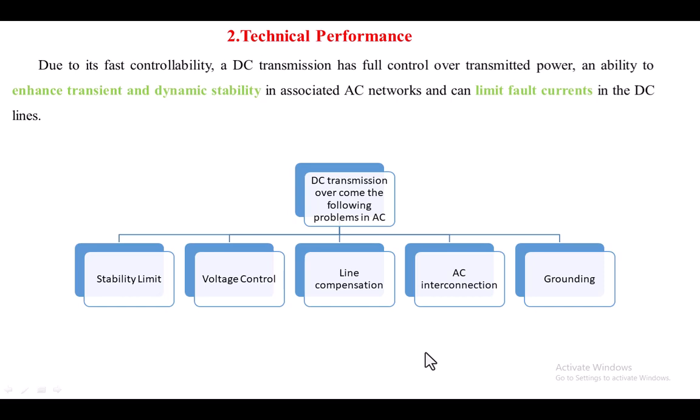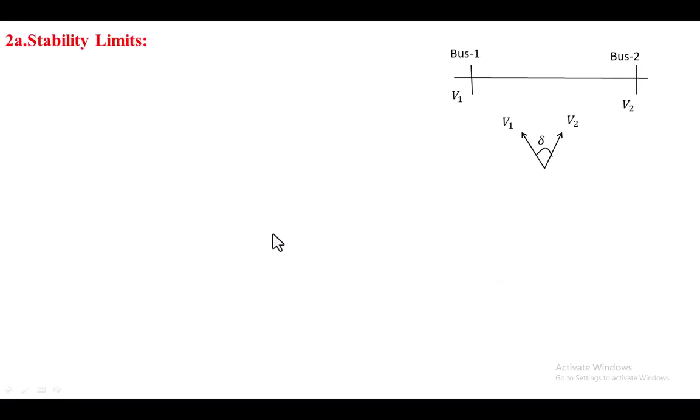Now we are going to see one by one, stability limit. In case of AC transmission system, this is the one bus, this is the second bus, this is the line. How much power is passing through the line is highly dependent upon the angle between these two buses, V1 and V2, nothing but delta. For a given amount of power, this angle depends upon the length of this line. As the length increases, the angle also increases. So the power transmitted through an AC transmission line is highly dependent upon the angle, which in turn is highly dependent upon the length of the line.